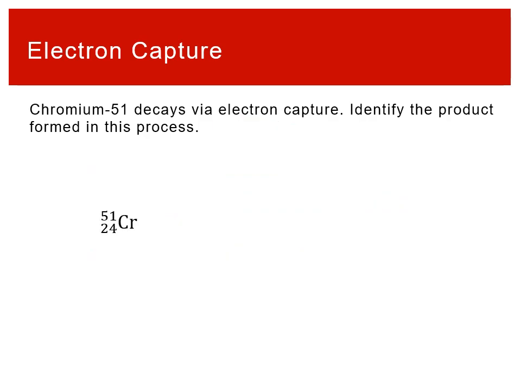Okay, chromium-51, atomic number 24, found that on the periodic table. So we have 24, chromium-51. It's going to decay via electron capture, which means, again, the electron is a reactant. So the electron is on my reactant side. I have chromium plus an electron on the reactant side, and then I want to figure out what the product is going to be.